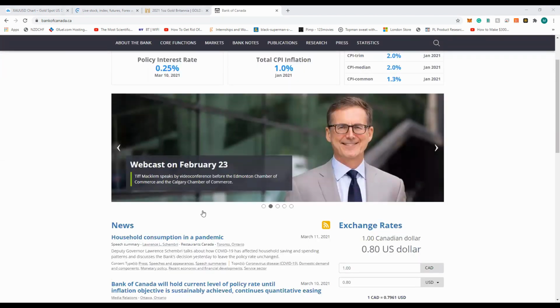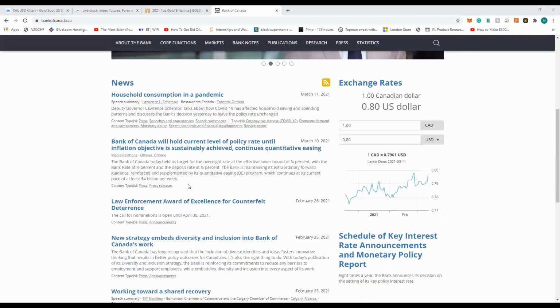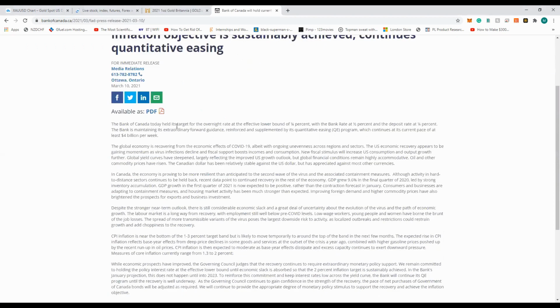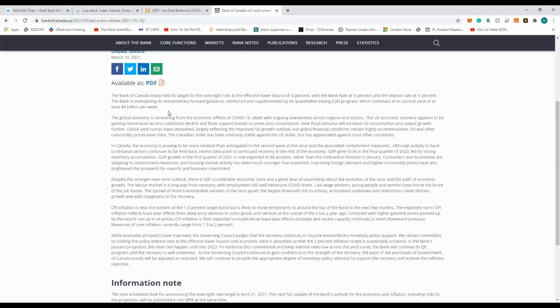Okay. Now, on Wednesday, we had the rate decision and we also had the rate statement. So I just want to rehash over some things and click on it. So right here. So looking at this, we have about 5 or 6 paragraphs worth of information. All right, we just want to see what's going on now. So the Bank of Canada today has held its target rate overnight at the lower band of 0.25%, so 0.25, and the bank rate at 0.5%, and deposit rate at 0.25%, which is not so bad.